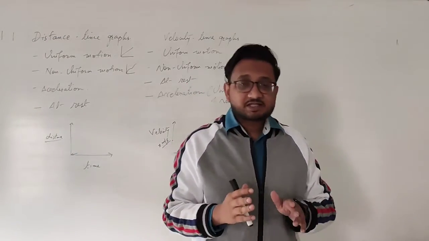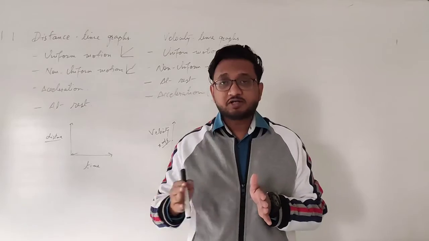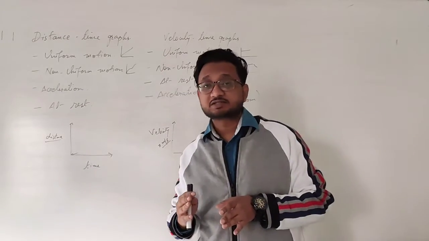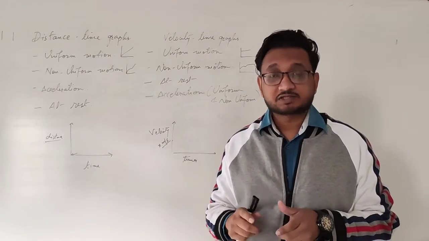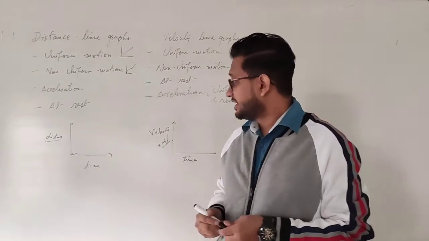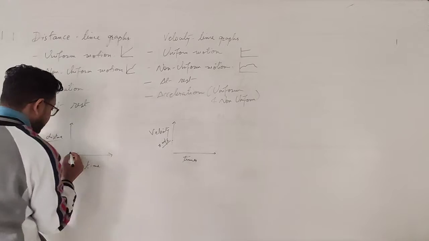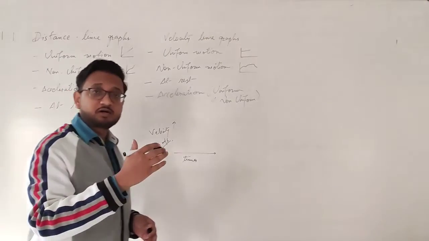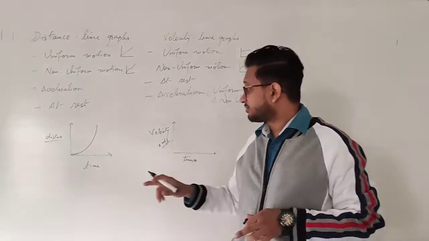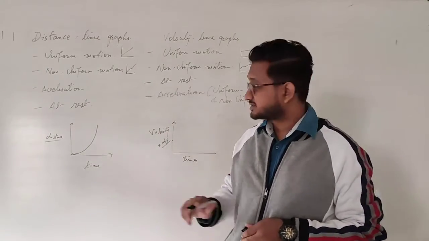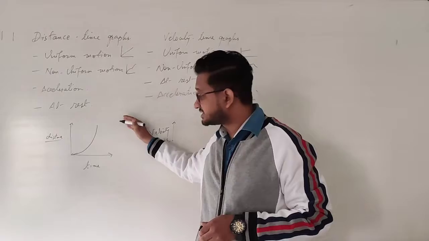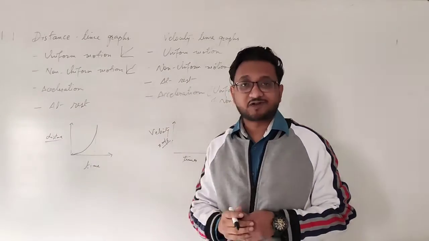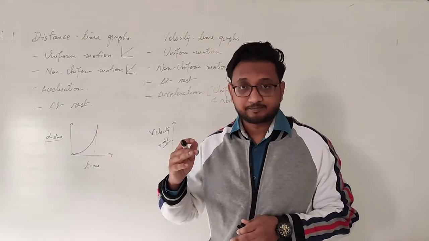If the object is in acceleration, that means it is covering more distance because the velocity is increasing, and therefore velocity is not constant. Velocity is always increasing, and so for acceleration the graph will be like this. Because it is covering more and more distance, it will be in the shape of a curve. Because it is not a straight line, it is not covering equal distance. Now you can see that in less time it is covering more distance because the velocity is increasing.